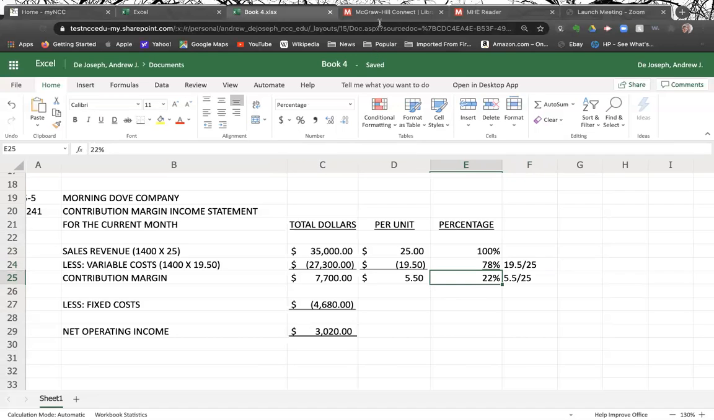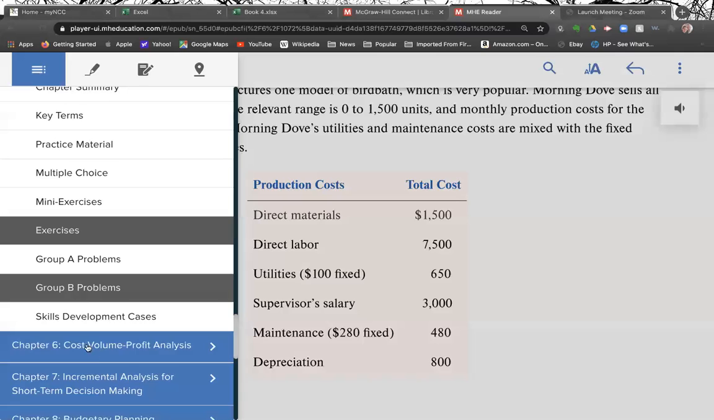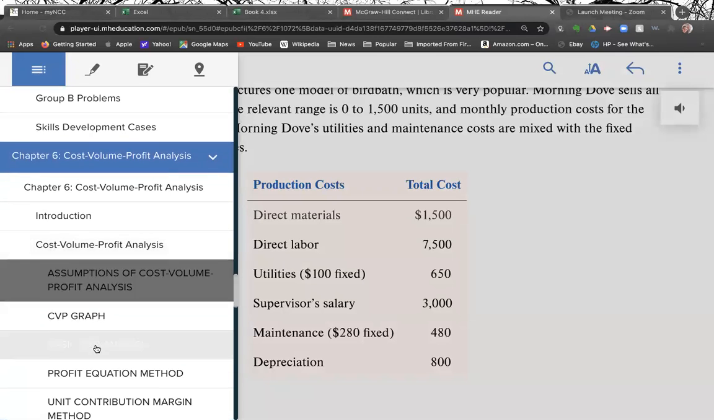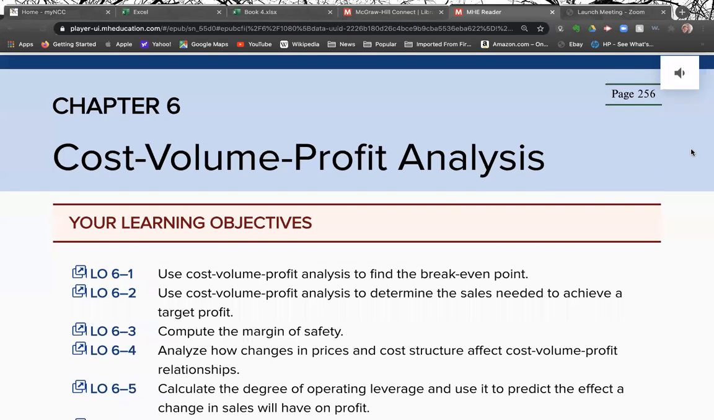All right, now let's look ahead. Chapter 6, cost volume profit analysis. There's another term for that. We call it break-even analysis. Wouldn't it be nice to know if you had a business, how many units you would have to sell of something to break even, or how many dollars of sales would you need to generate to break even? All right, so break even is part of it. See objective 1, break even point.